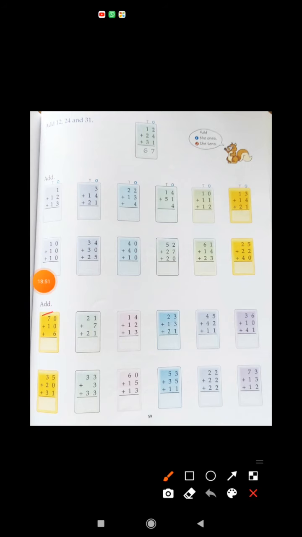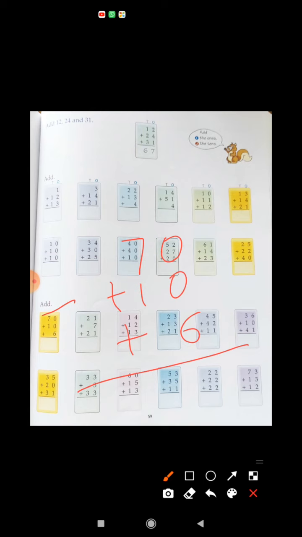Now next question. Question is 70 plus 10 plus 6. First we will add the ones. 0 plus 0 is 0, 0 plus 6 is 6. Now add the tens, 7 plus 1 is 8. The answer is 86. Write in the space given 86.